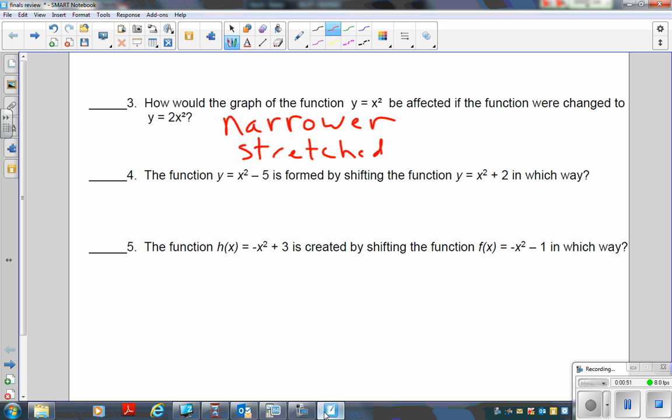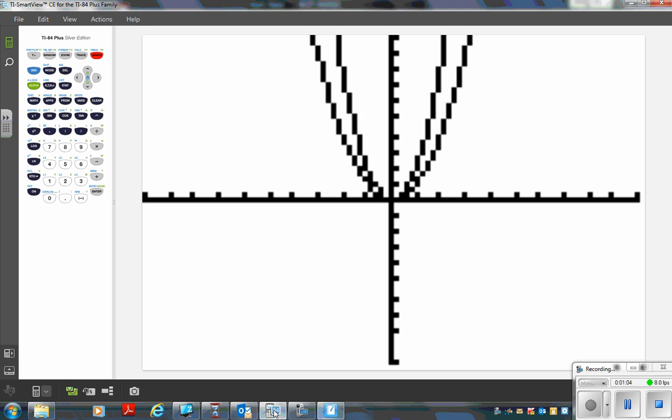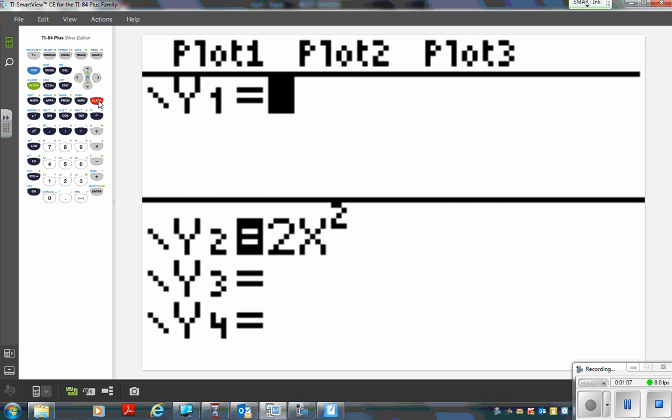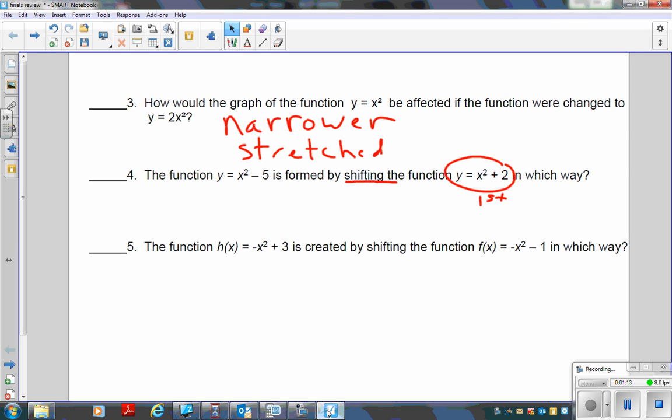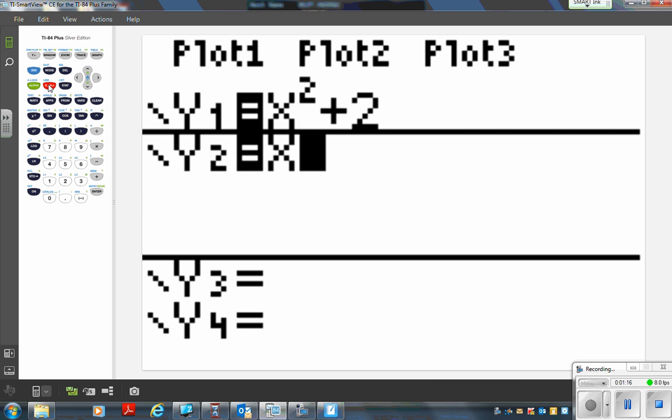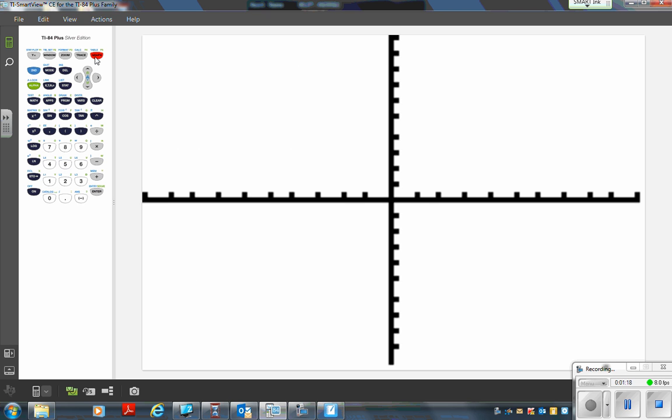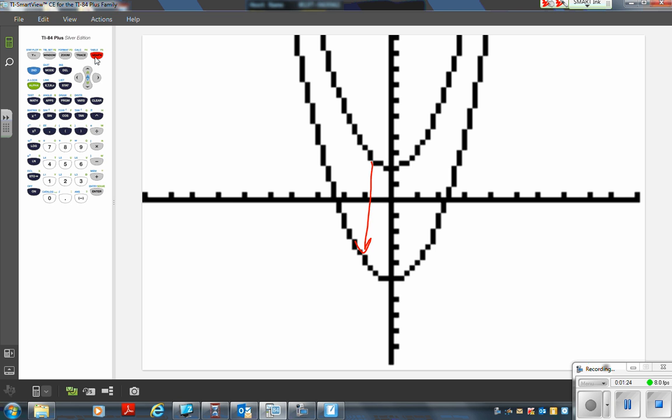The function y equals x squared minus 5 is formed by shifting the function y equals x squared plus 2. This is the one that was shifted. Since this is the one that was shifted, this is the one that we have to graph first. So we're going to graph y equals x squared plus 2. And then we're going to graph x squared minus 5. All right, we start off over here, and we end up coming down there, which means it went downwards. 1, 2, 3, 4, 5, 6, 7. It went down 7 units.